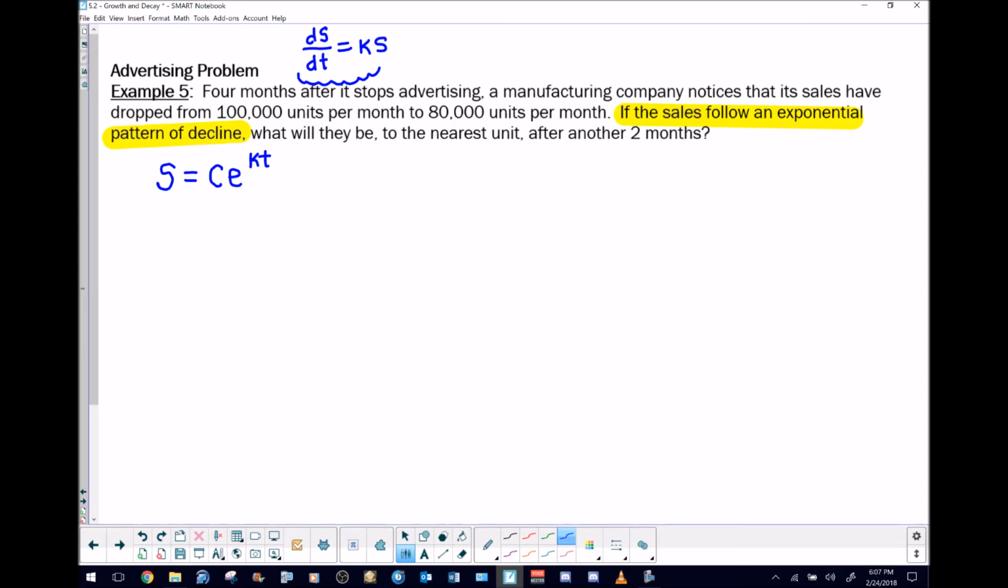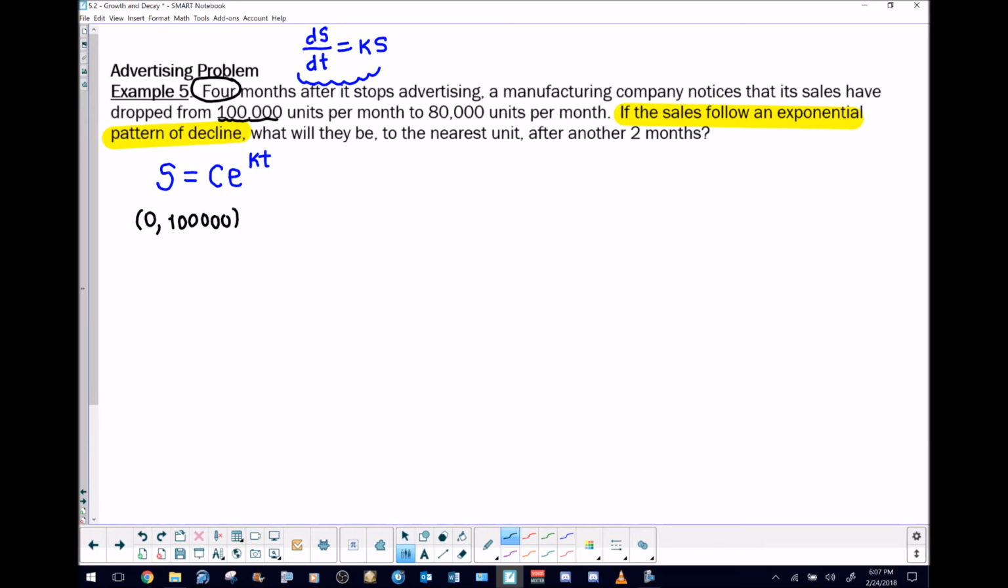Well, obviously we want to figure out the number of sales after another 2 months go by, but we can't do that while we've got C and K still unknown. So we look at our first pieces of information, and we know that there was a time when the sales dropped from 100,000 per month down to 80,000 per month, and it took 4 months to do that. So at the very outset of this problem, we're going to define our time to be 0, and use 100,000 as our sales, with T as our time.